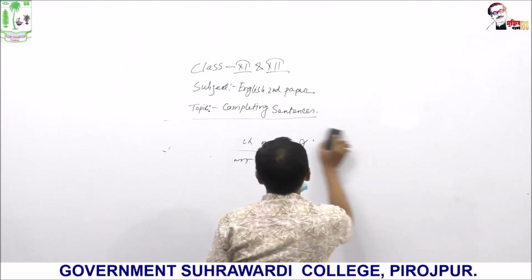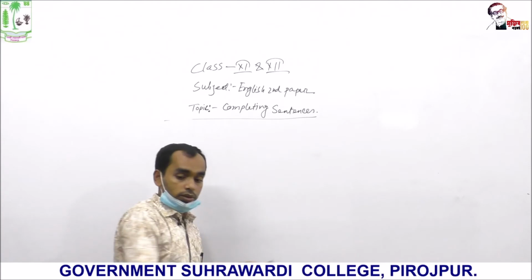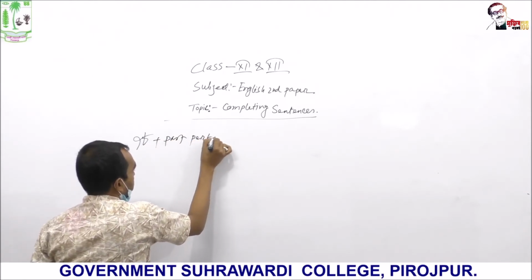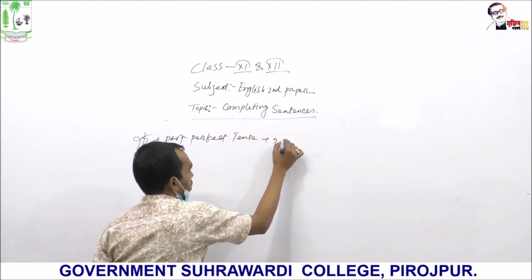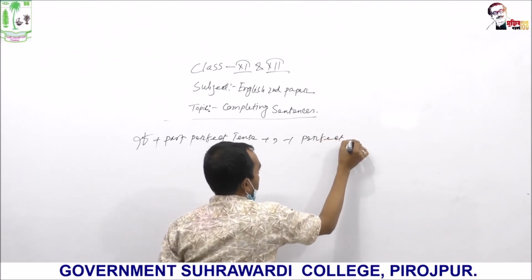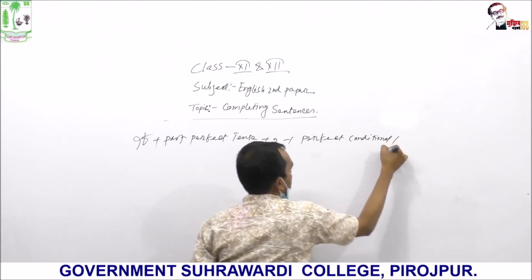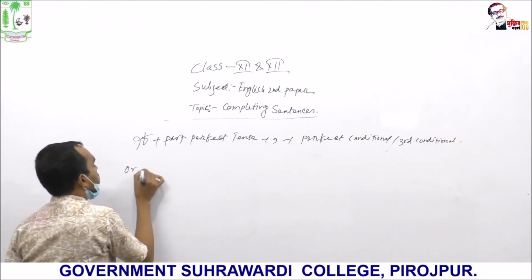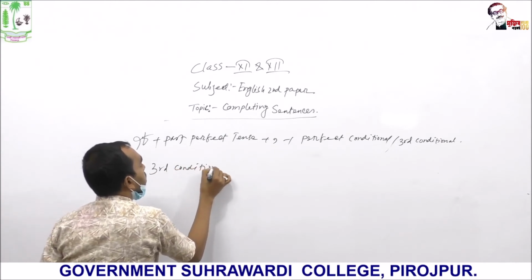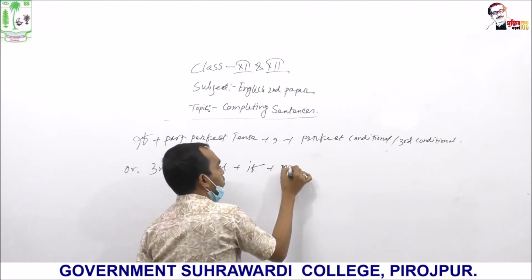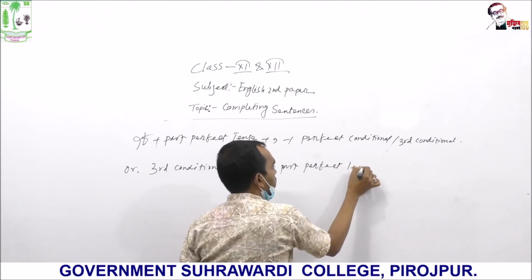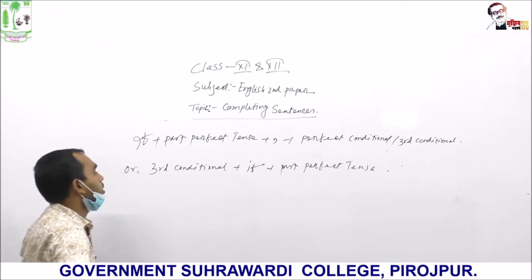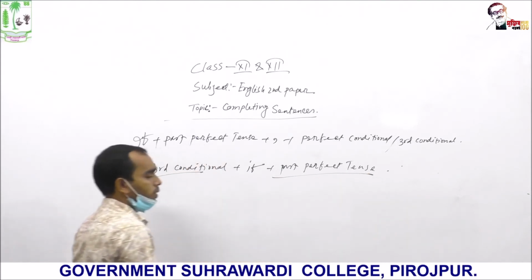Now another rule is going to be discussed here. If plus past perfect tense plus comma, perfect conditional or third conditional, or third conditional plus if plus past perfect tense. Okay, and I am going to write the structure of third conditional and past perfect tense.